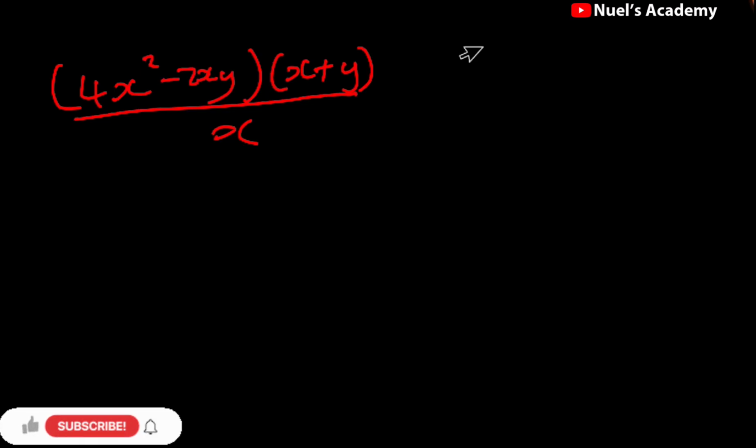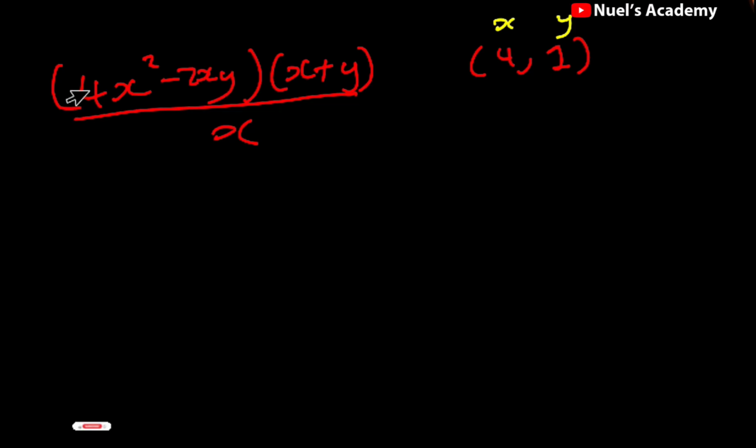Let's simplify and hence evaluate this 4x squared minus 2xy multiplied by x plus y over x. So we're going to evaluate it at 4 and 1. So that is when x is equals to 4 and y is equals to 1, we have to find the value of this thing. So let's start with the numerator. What is common between this and this? Between 4x squared and minus 2xy, rather.